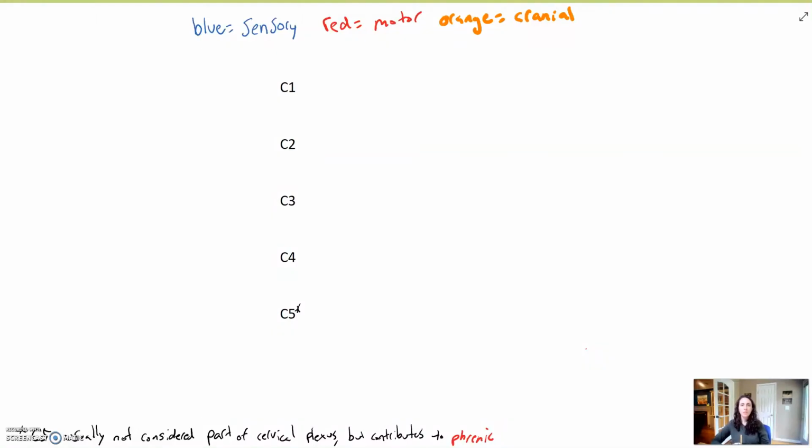Hi anatomists! Draw the cervical plexus with me. The cervical plexus provides motor innervation for the infrahyoid muscles and sensory innervation for much of the neck. Let's start with the motor innervation.